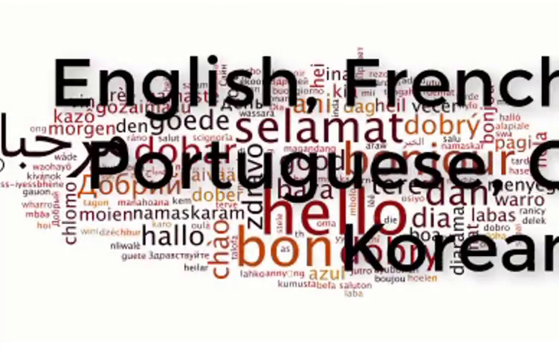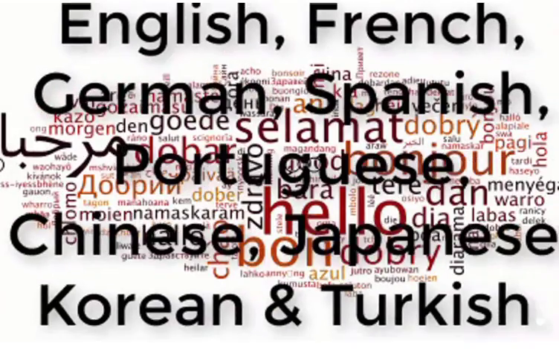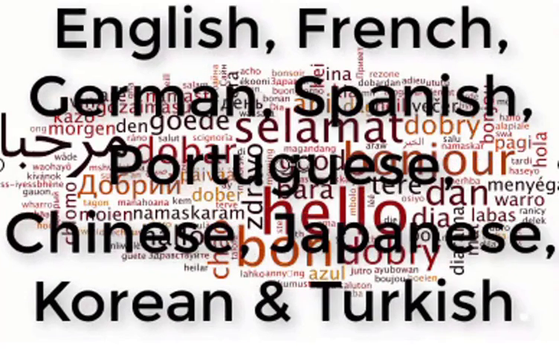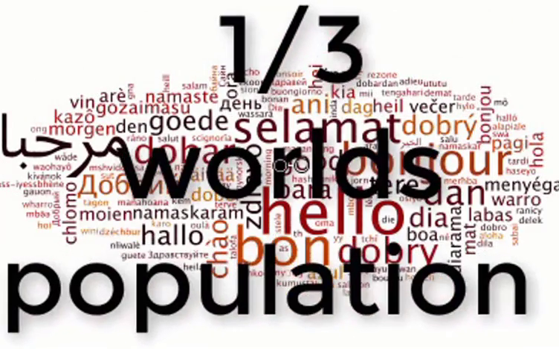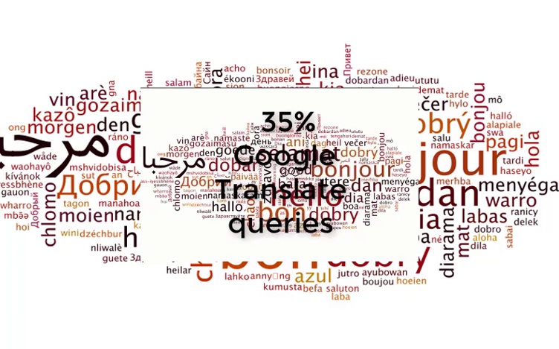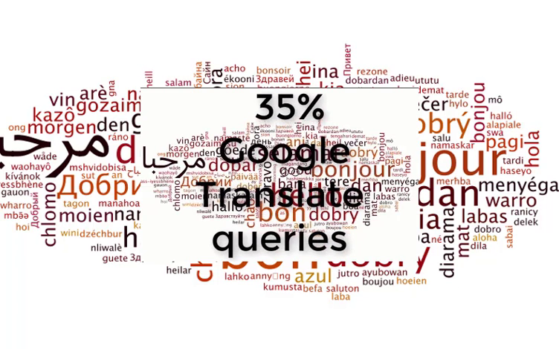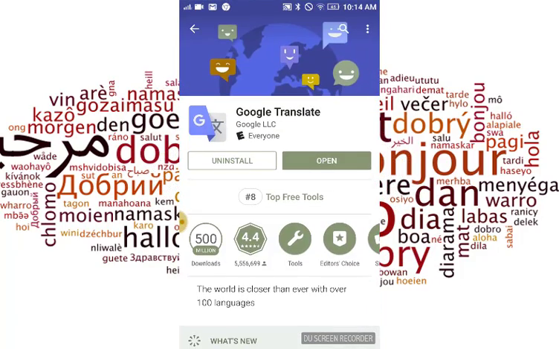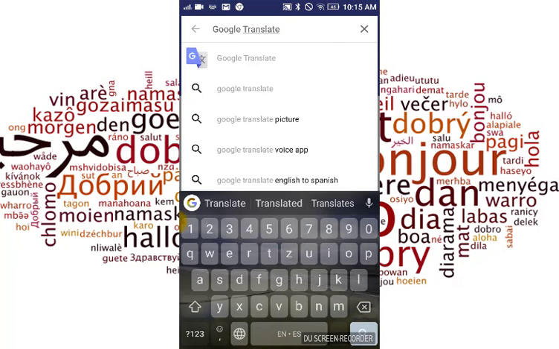Some languages are English, French, German, Spanish, Portuguese, Chinese, Japanese, Korean, and Turkish. According to Google, these 9 languages represent around one-third of the world's current population, and they also cover more than 35% of Google Translate queries. The new update is available on Google Search, the Google Translate app for Android, as well as on the web.